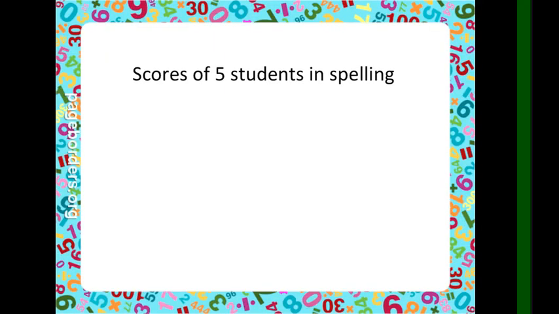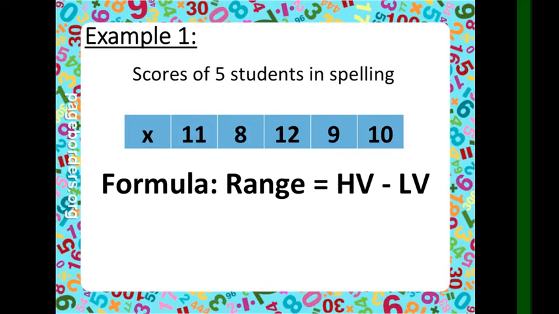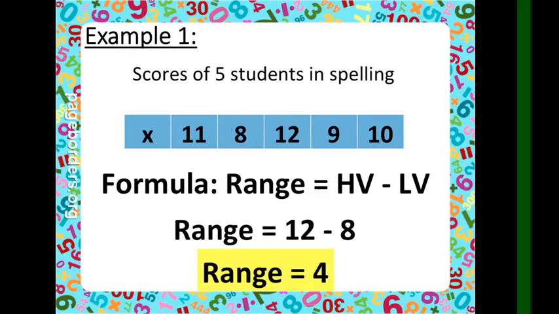There are scores of 5 students in spelling: 11, 8, 12, 9, and 10. The formula for the range is highest minus the lowest. What is the highest score? We have 12, and the lowest is 8. So 12 minus 8 is 4. So that's how we solve for the range.